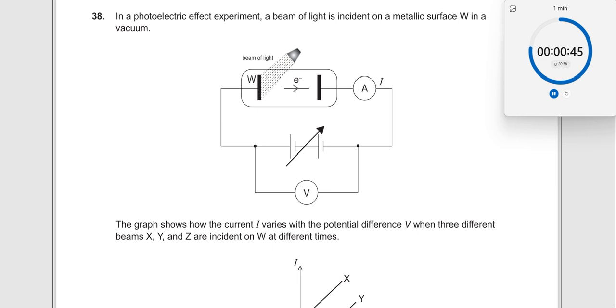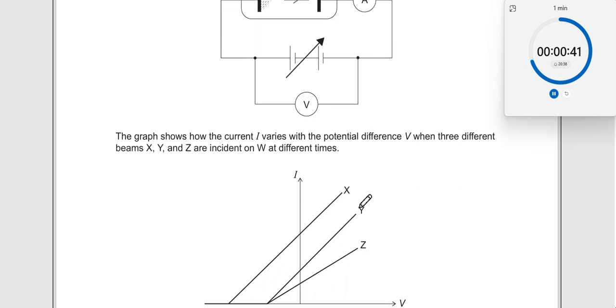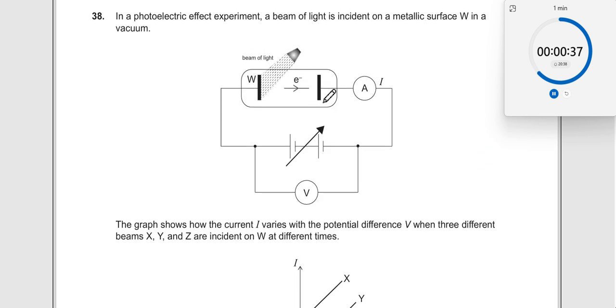Okay, there is one surface, light is incident onto it. The graph shows the current I varies with the PD V with three different beams X, Y and Z incident on the W. So what is happening? Photoelectric experiment is happening. A beam of light is incident on this, and then electrons are being emitted. It is being captured with the ammeter here, and there is a voltmeter connected over here. You can vary this voltage.